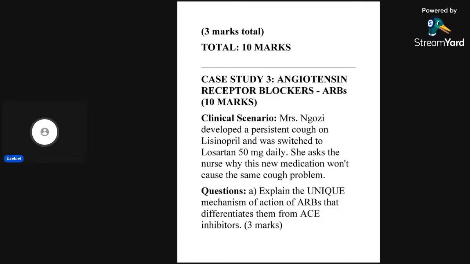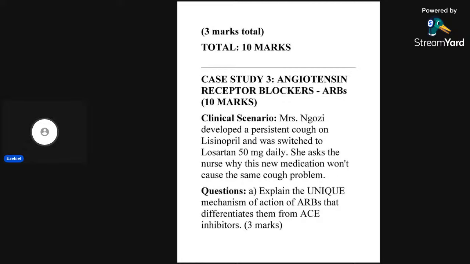Ms. Ngozi developed a persistent cough on lisinopril. Exactly the same question we did in number 2, and was switched to losartan. Lisinopril is an ACE inhibitor. Losartan is an example of an ARB. The sartans are examples of ARBs. She asked the nurse why this new medication would cause the same cough problem. So now she's asking the nurse, oh, nurse, I've been coughing from lisinopril.